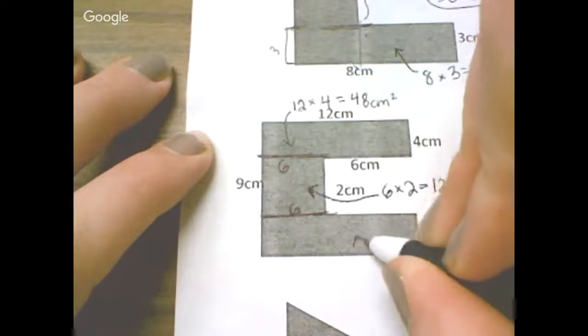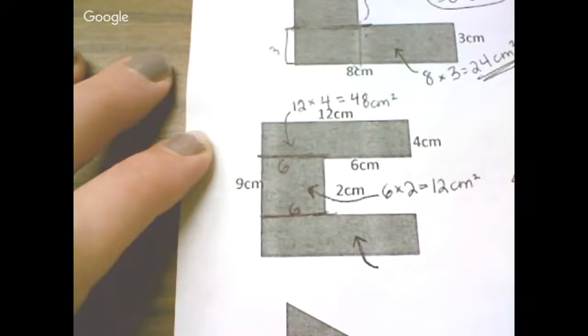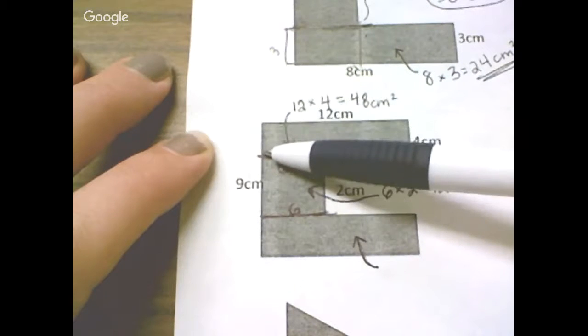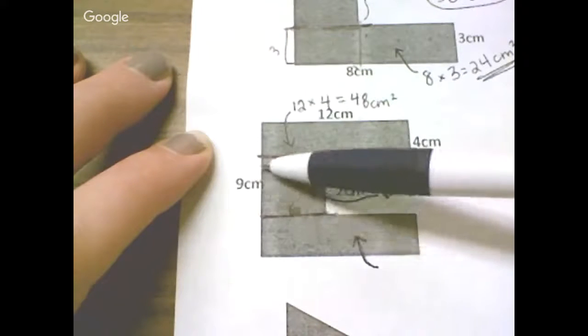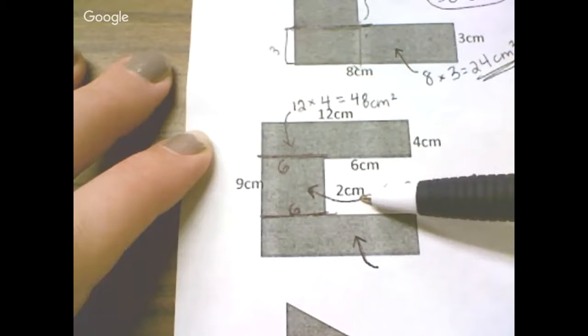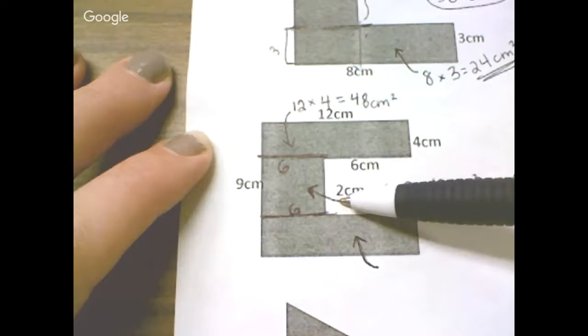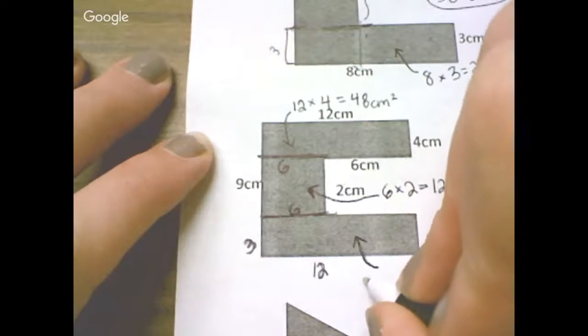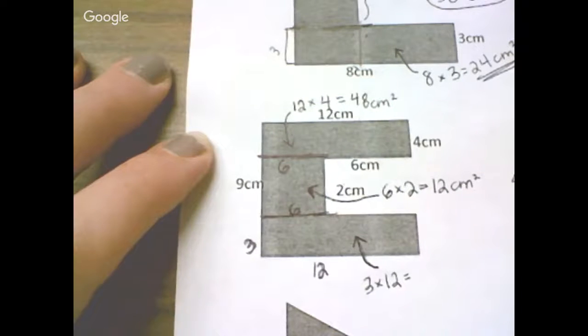All right, and then this last one, if I know this whole side length is 9, this much is 4, as it says right there. This much is 2, even though it doesn't necessarily look like it. So 4 plus 2 is 6, which means that left over, this has to be 3. And then just like on the top, the bottom here is 12. So that means my area is 3 times 12, or 36 square centimeters.